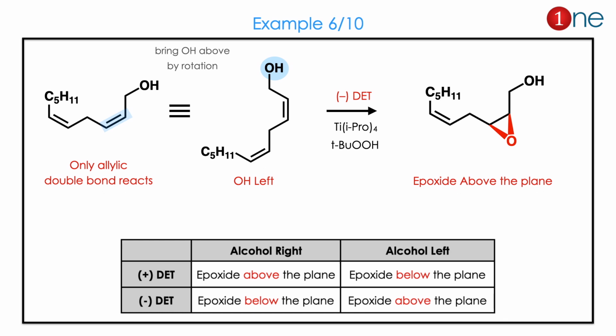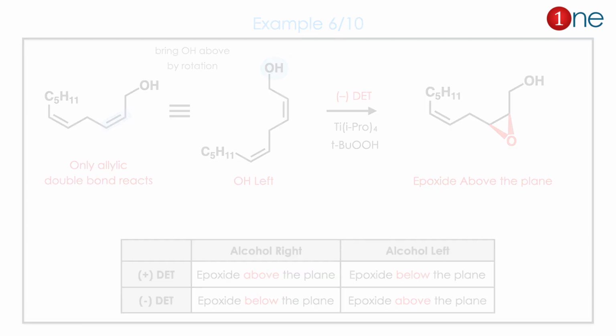Then the next example, you have two kinds of alkene system with alcohol. Here epoxidation only happens to the allylic system, not with the isolated alkene. As per our theory, you have to bring the double bond vertical, OH left, minus DET, epoxidation above the plane. So the fact you have to know here is only allylic double bonds get epoxidized.